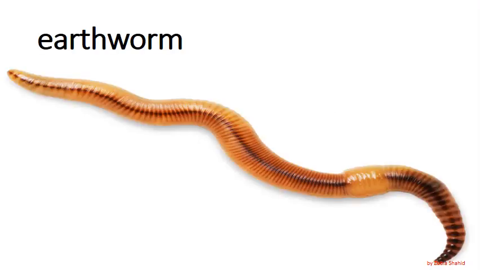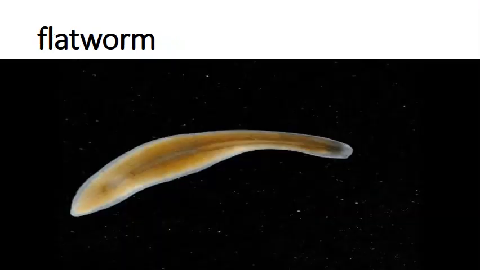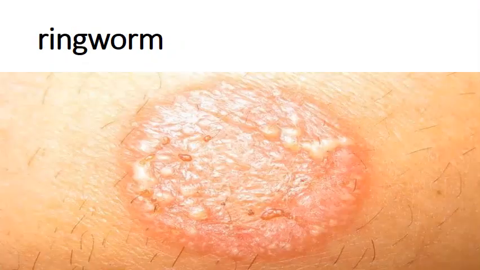Now worms. Worms are the second group of invertebrates. Before starting the characteristics of worms, I'm going to show you some pictures of different worms. This is earthworm, tapeworm, flatworm, ringworm, and you see it's a human skin, and over here these are the ringworms creating infection on the skin.